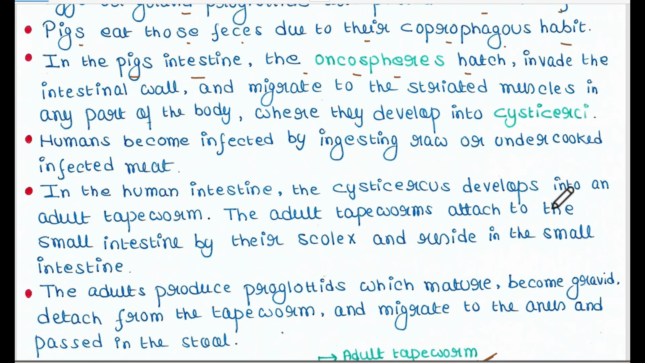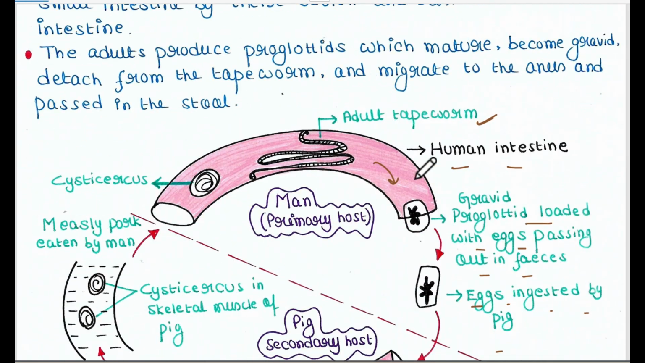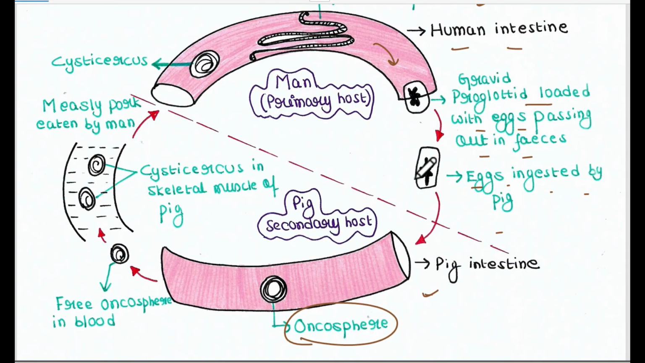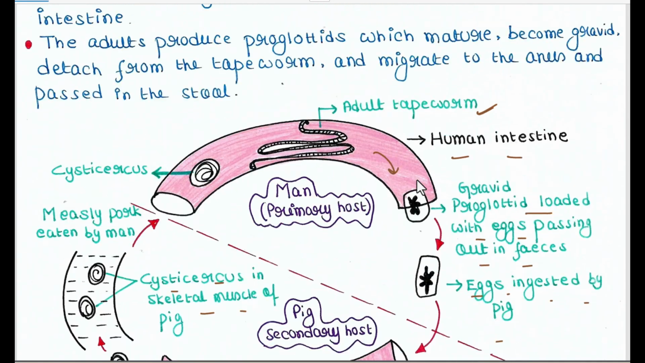Okay. Now they invade the intestinal wall and migrate to the striated muscles in any part of the body. So basically striated muscles are generally skeletal muscles. And there they develop into cysticerci. So those oncospheres move in the blood and reach the skeletal muscle and they become cysticercus or cysticerci.